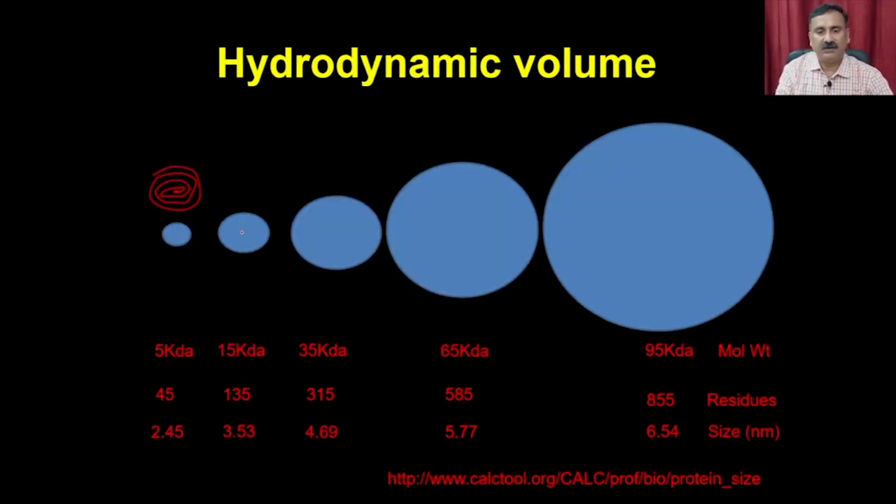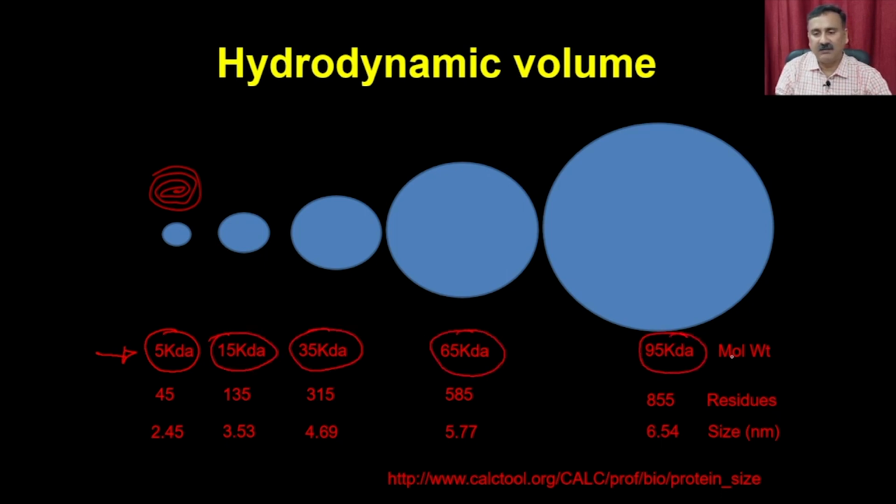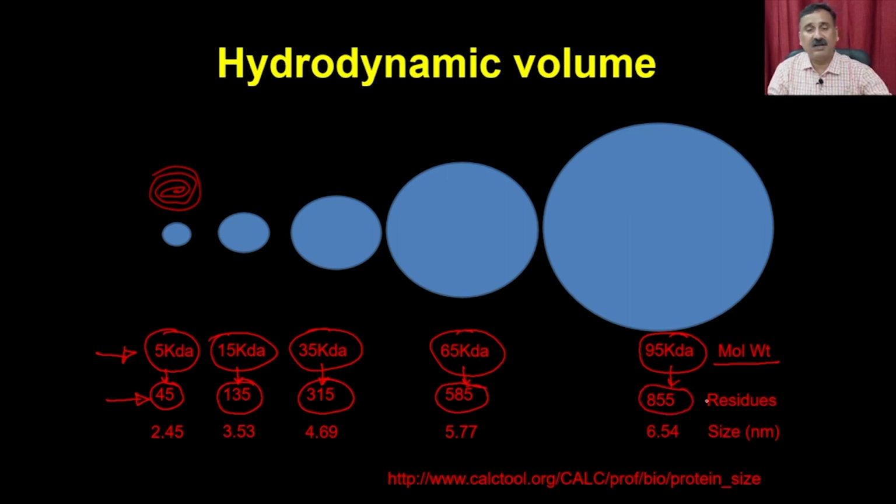Let me show you how the sizes vary. I have taken examples of different protein sizes: 5 kDa, 15 kDa, 35 kDa, 65 kDa, and 95 kDa. These are the molecular weights I have taken. Here you see the number of residues. A 5 kDa protein has 45 residues, 15 kDa has 135 residues, 35 kDa has 315 residues, 65 kDa has 585, and 95 kDa has 855 residues, which means these many amino acids.